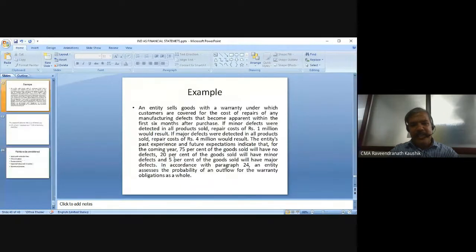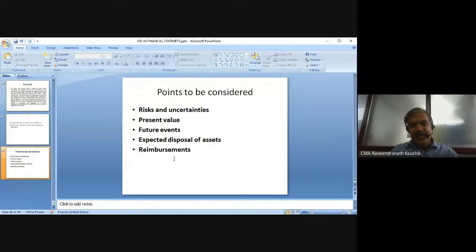So provisions, it is a big thing. I'm not going into that because of time. It's already 4:30. What are the main points to be considered in provisions? I'll just highlight. So the main provisions under Ind AS 37, what it says is whenever we are going for provisions, right? We need to look into the risks and uncertainties which are there, the present value which we already discussed, the future events before you call something a contingent liability or not, or the expected disposal of assets for making the provisions, and reimbursement, if anything can be attached to that particular provision, that also needs to be looked into.